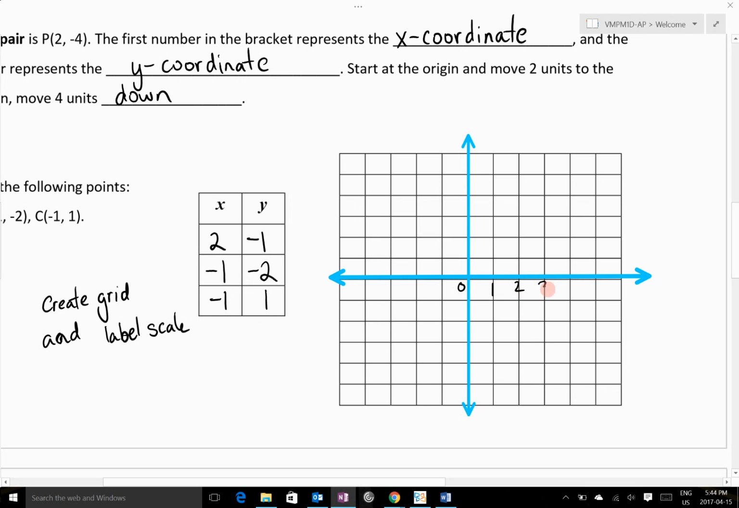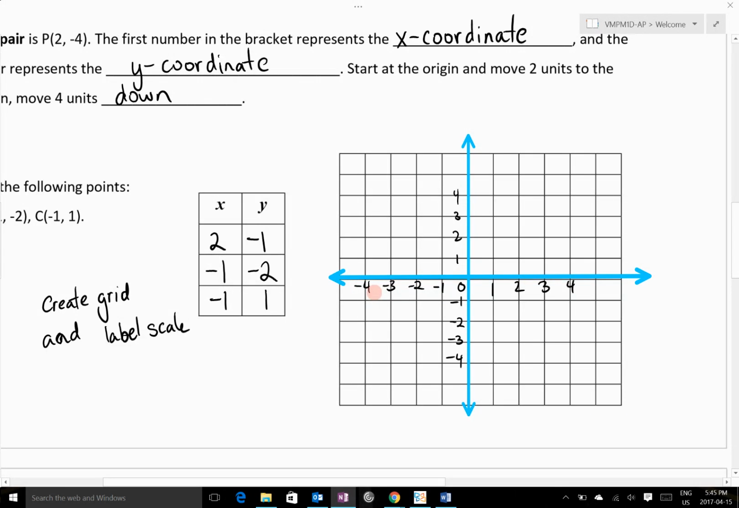So 1, 2, 3, 4 going up. And now we're going to go down. Negative values: -1, -2, -3, -4. I'm going to go to my left with negative values: -1, -2, -3, and -4.